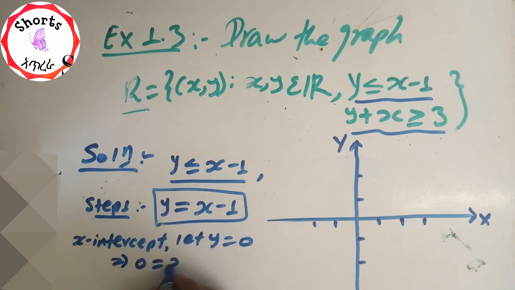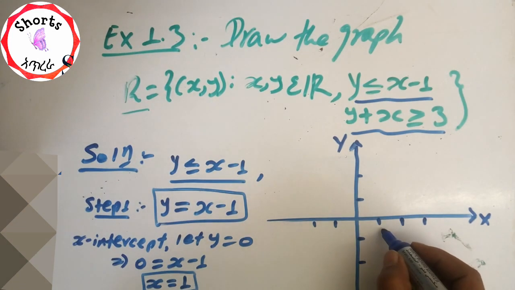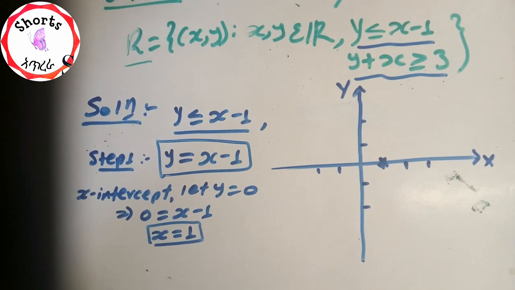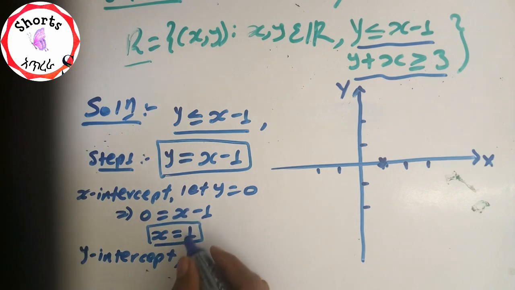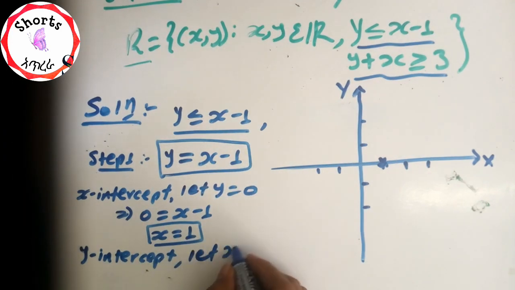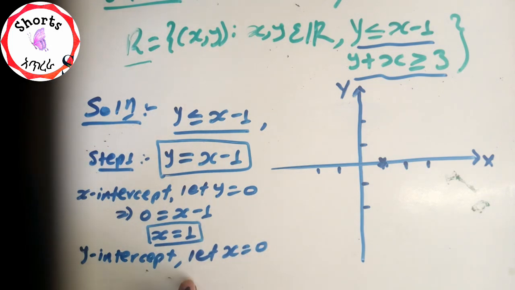ስለዚህ ከዚህ ምን እናገኛለን? y 0 ሲሆን 0 = x − 1 ይኖረናል። ከዚህ ላይ የx ዋጋ x = 1 እናገኛለን። ይሄ ማለት ግራፉ x አክሲስን የሚነካው x = 1 ላይ ነው ማለት ነው። በቀጣይ የምንፈልገው y intercept ነው። y intercept ለመፈለግ x ን 0 እናደርጋለን። Let x = 0.